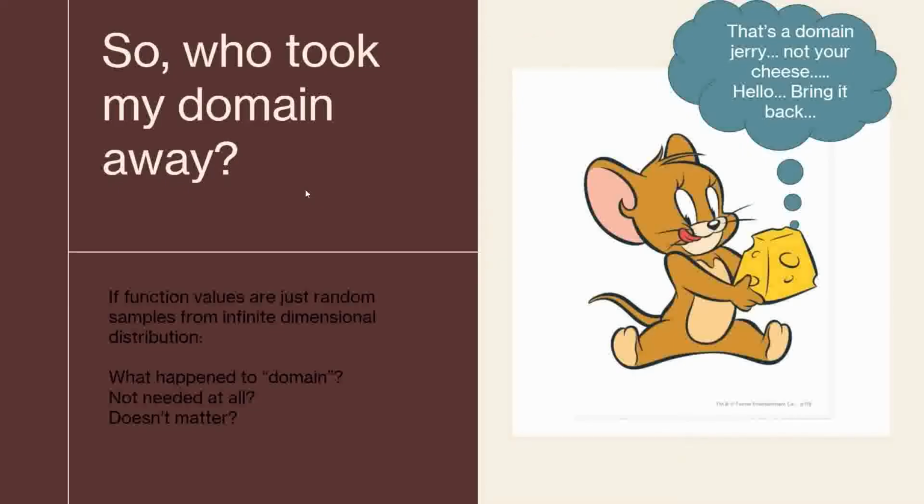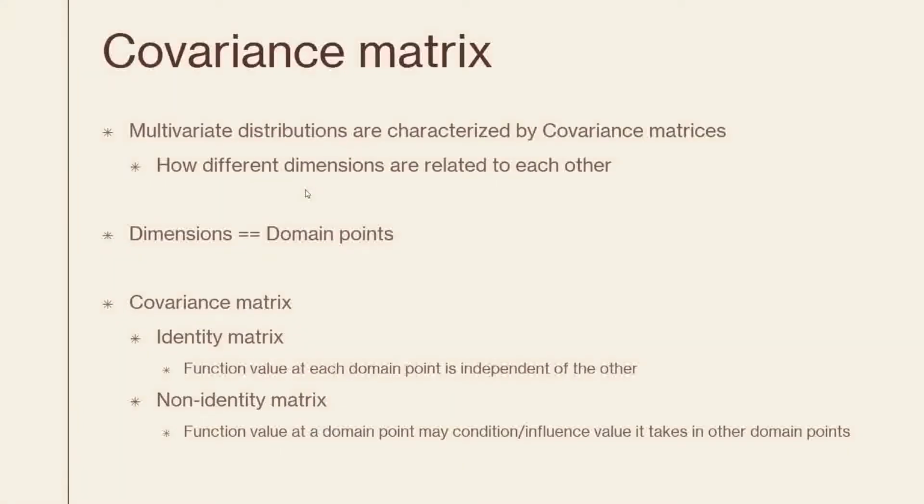Now, what happened to the domain, right? It looks like we were talking about mapping from domain to range. Suddenly, we are talking about probability distributions. What is the connection, right? So, when I talked about vector, I made an important point saying that each of those domain points becomes a dimension of the vector, right?